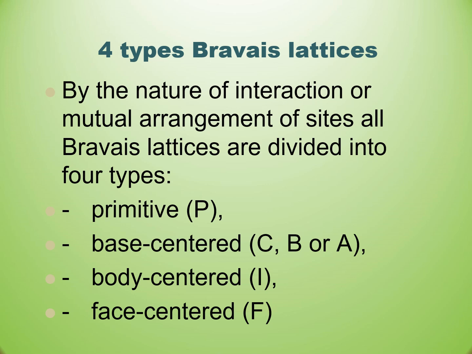Base-centered, C, B, or A, has sites at the centers of a pair of parallel faces. Body-centered has a single site in the center, and of course the atoms are located at the corners. And in the face-centered cell, atoms are located at the corners and at the center of each face.